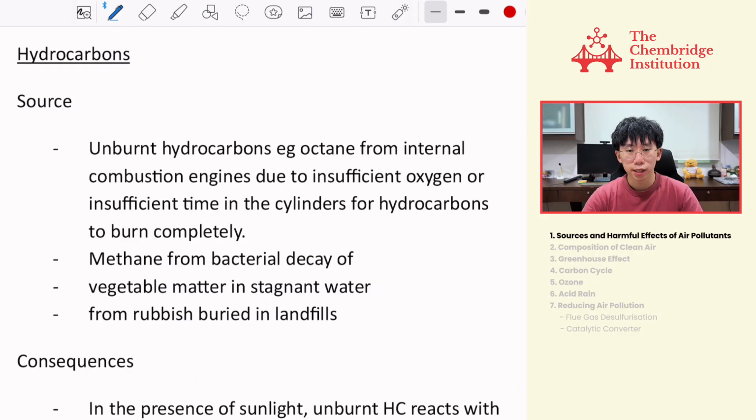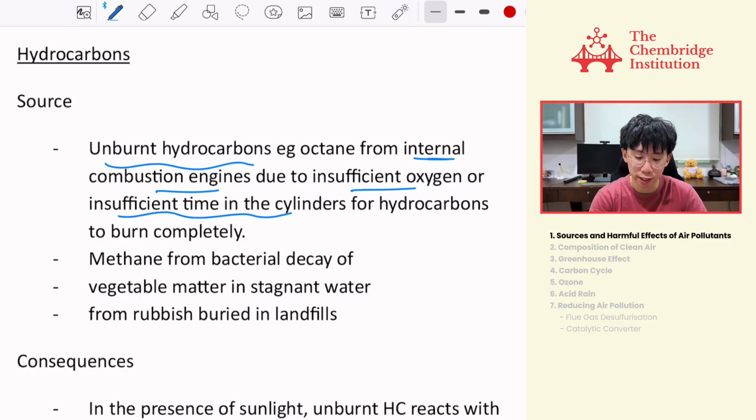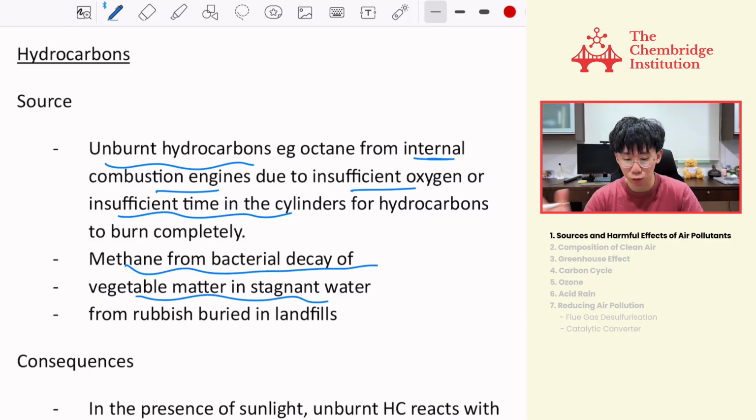So a source is these unburned hydrocarbons, which usually come from your internal combustion engines due to insufficient oxygen or insufficient time in the cylinders. So it usually goes through incomplete combustion. And another very common source of hydrocarbons is methane. Methane comes from bacterial decay of vegetable matter in stagnant water, and this usually also comes from rubbish buried in landfills.